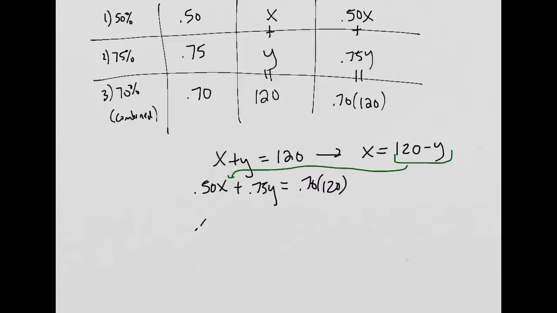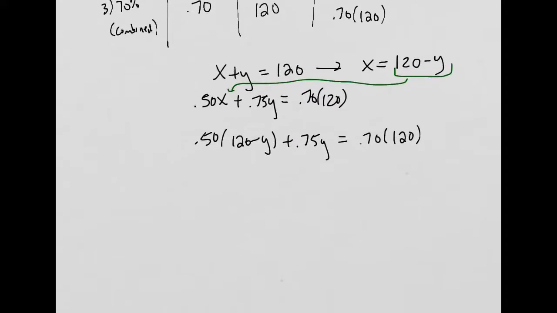So if we do that, we get 0.50 times (120 minus y) plus 0.75y equals, and then we've got 0.70 times 120. Okay, now if we just solve what's left, notice there's only y's. So we're going to solve this equation. 0.50 times 120 is 60, so I'm just distributing, minus 0.50y plus 0.75y, and then on the other side, 0.70 times 120 is 84. So then from there, let's combine like terms.